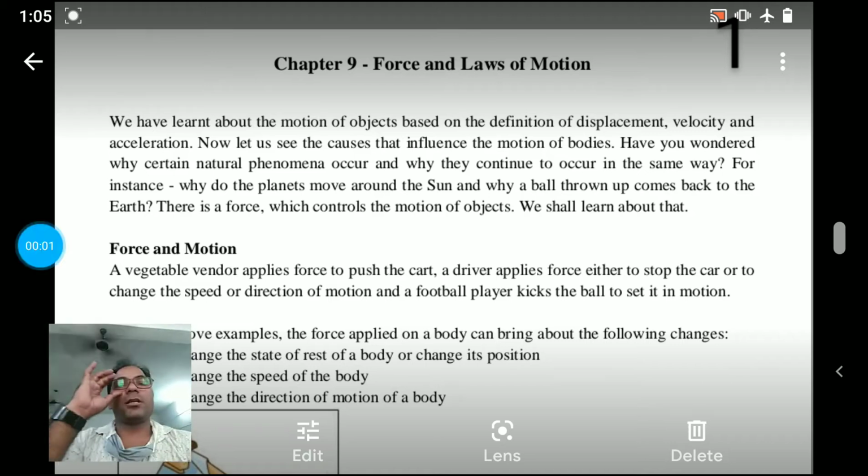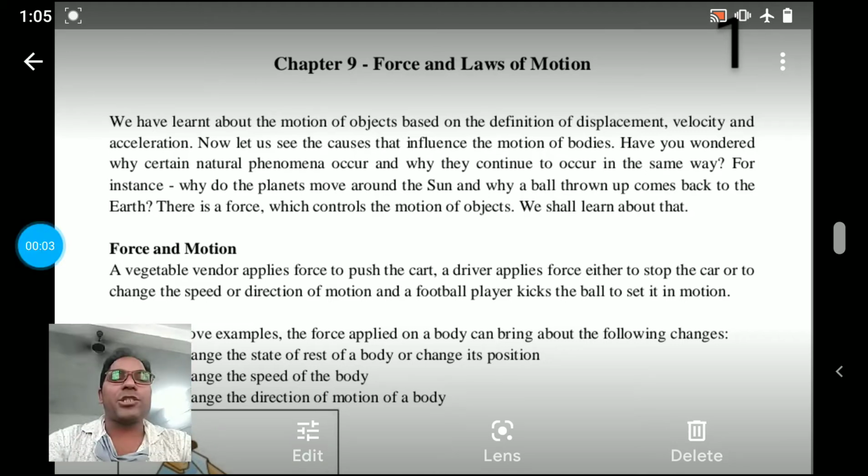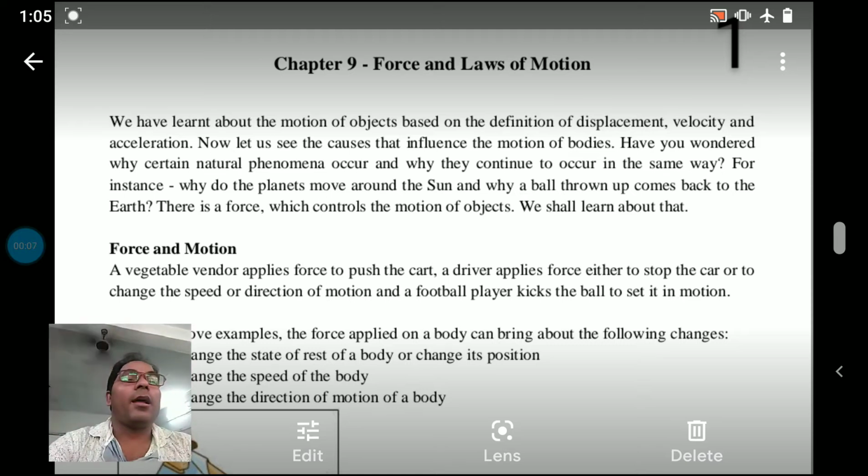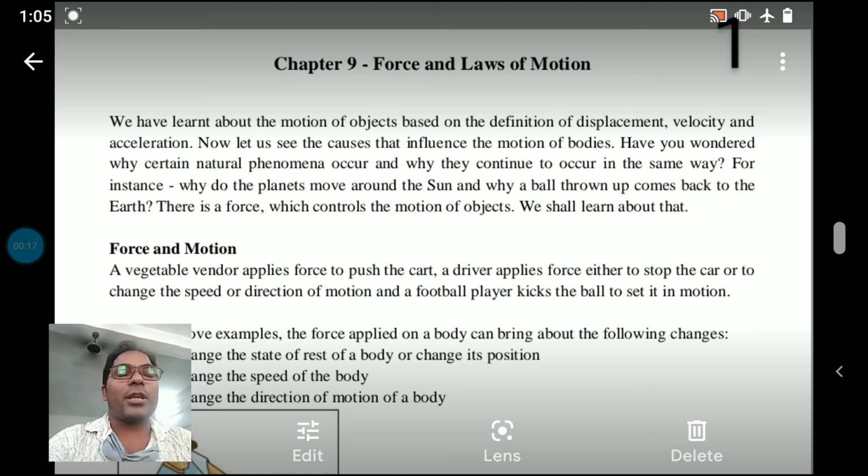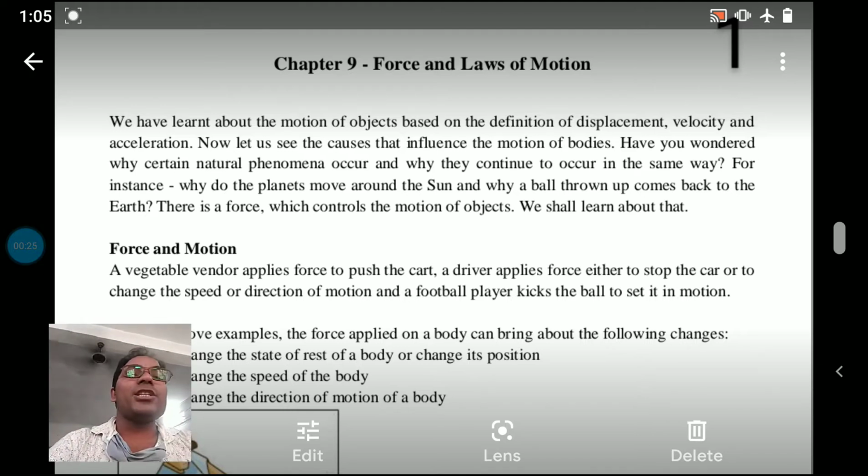Hello students, this is your science period and I am science teacher M.K.M going to explain the chapter Force and Laws of Motion. This is a revision video from this chapter. Okay, the first chapter has been completed in revision and you have noted down. I hope that you all are doing well. So here in this chapter, Force and Laws of Motion, we will learn some revision points.